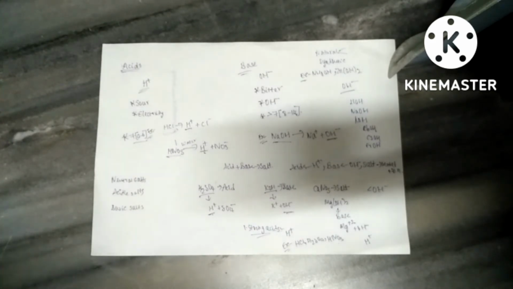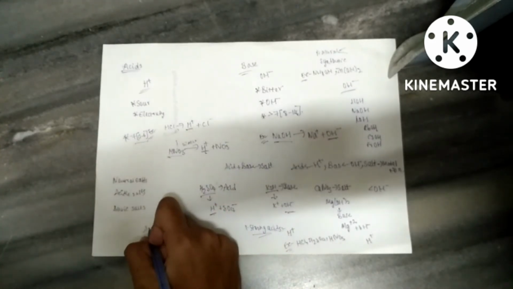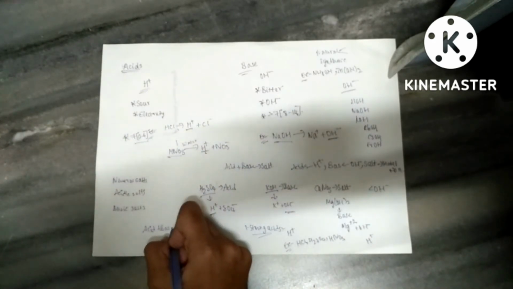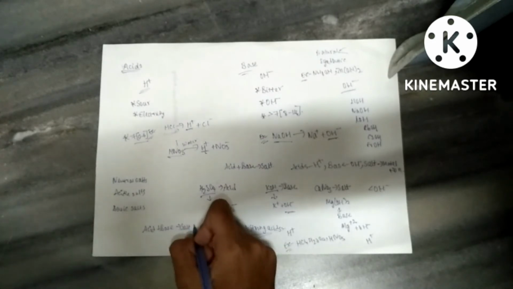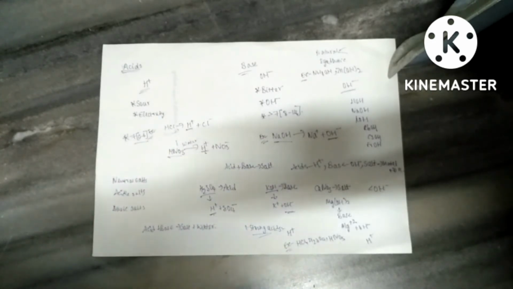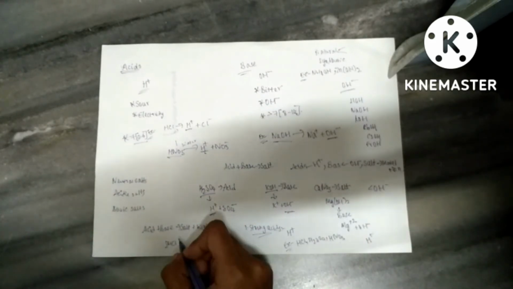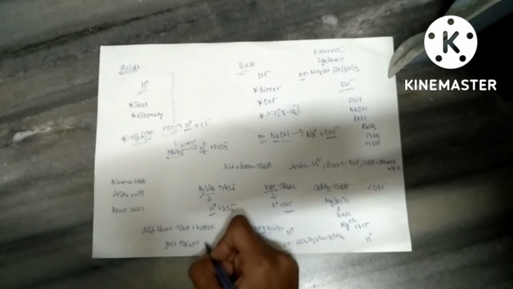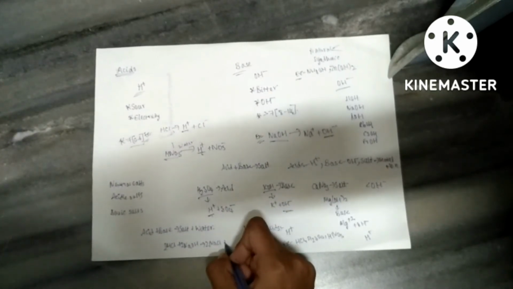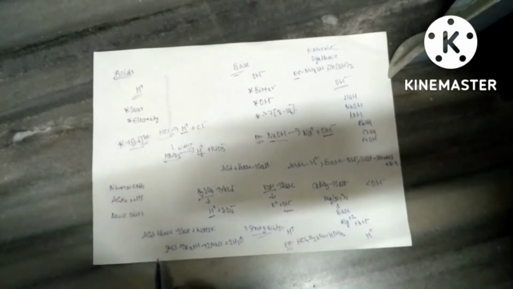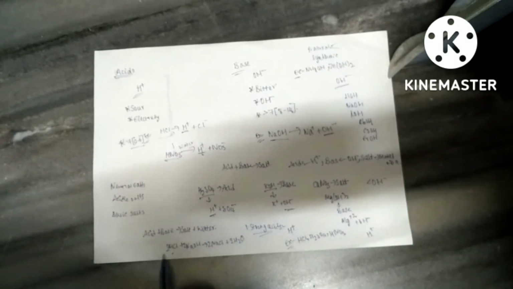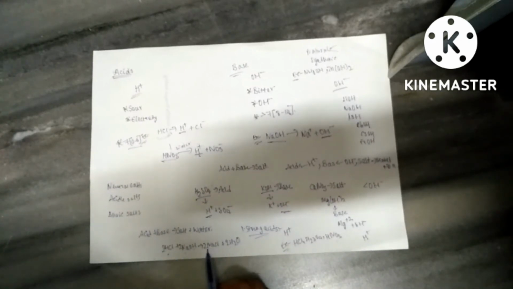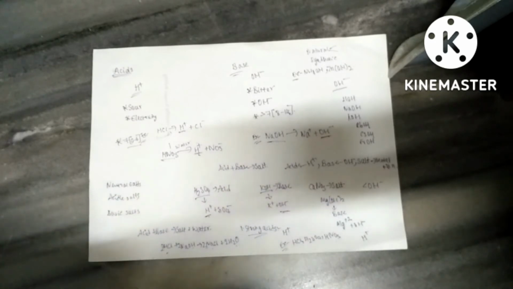Next, what is neutralization reaction? Acid reacting with base to form salt and water is called a neutralization reaction. Acid plus base gives rise to salt plus water. An example for neutralization reaction is 2HCl plus 2NaOH gives rise to 2NaCl plus 2H2O. Here HCl is an acid, NaOH is a base. Acid reacts with base and produces NaCl, a salt, and H2O, water.